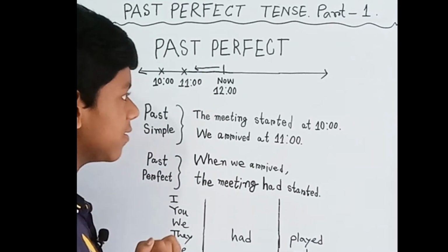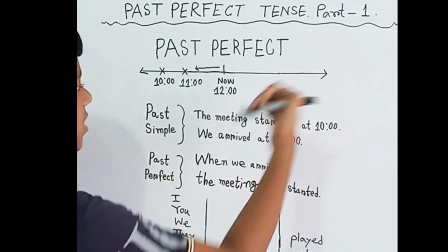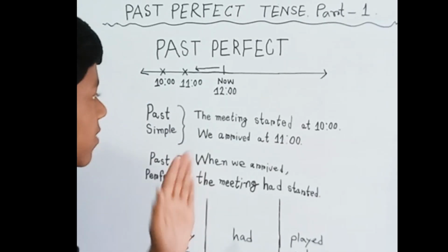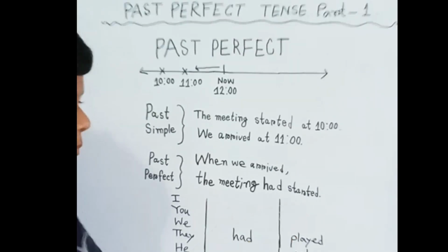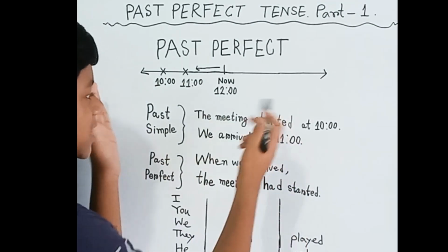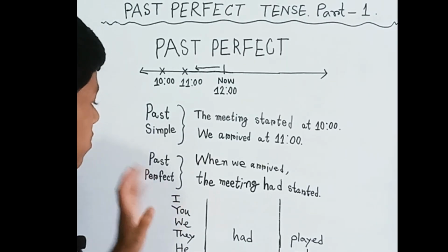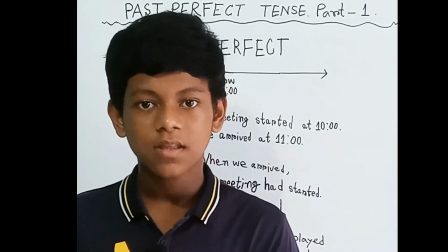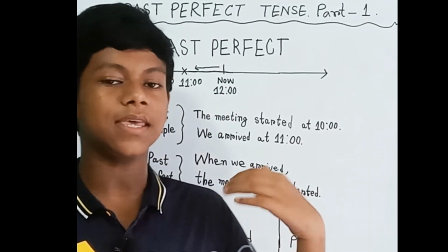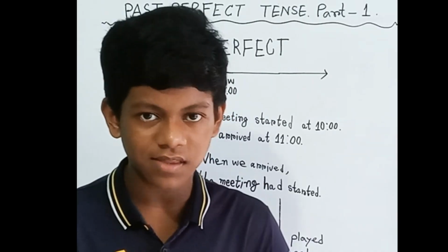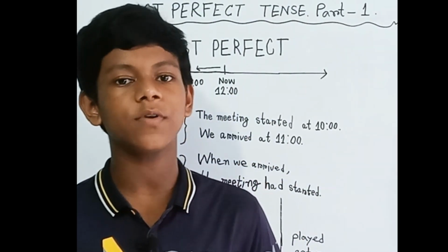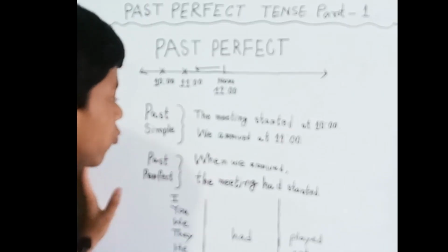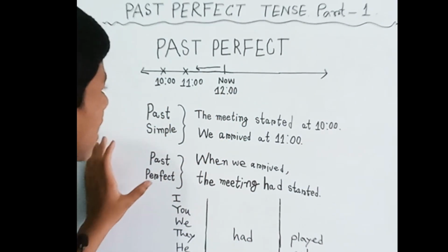For example, if we see the timeline here, I have drawn a timeline, and imagine that this time is 12, and before that is 11, and before 11 is 10. So in this case, the definition of this tense is that when something happened first in the past, or to say it very easily, when something happened before that action, or before that past time, we can call this tense past perfect.